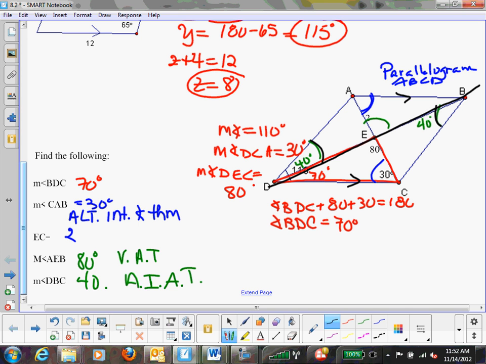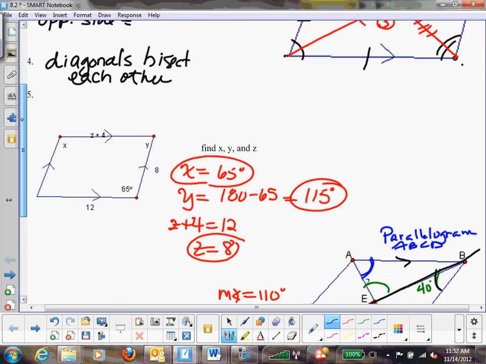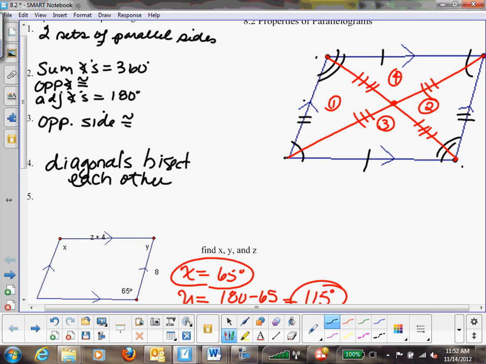Okay. Yes, you do want to have these in your note cards. Thank you for reminding me. Properties of a parallelogram need to be stated. Okay? All good? Okay, I think that's it, isn't it, on this one?